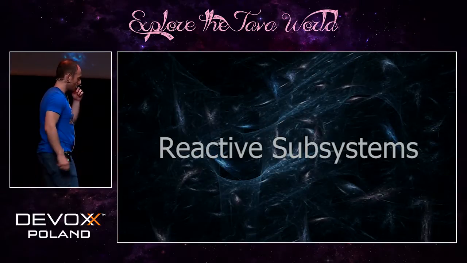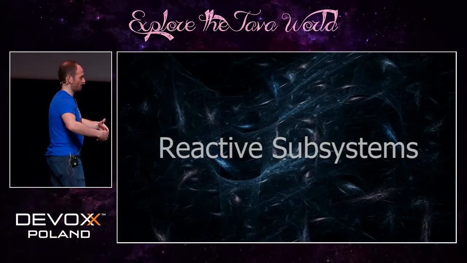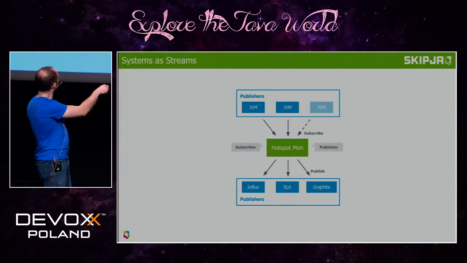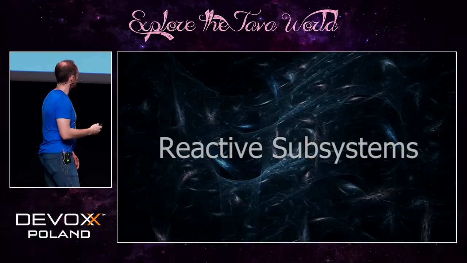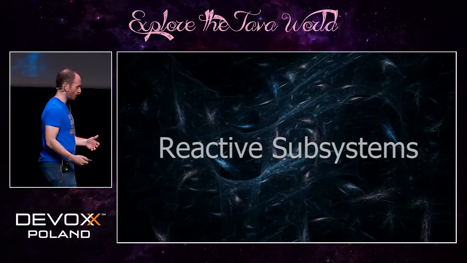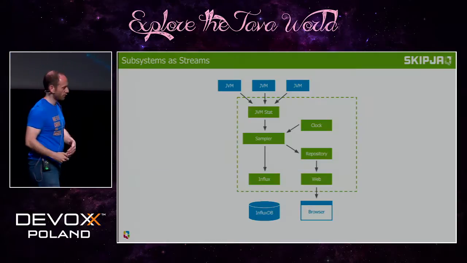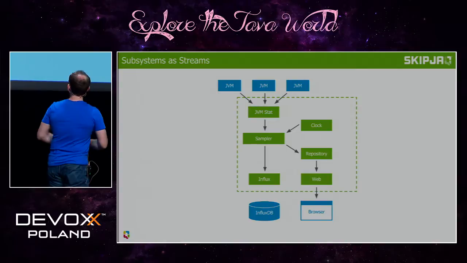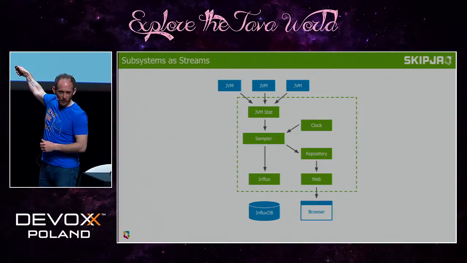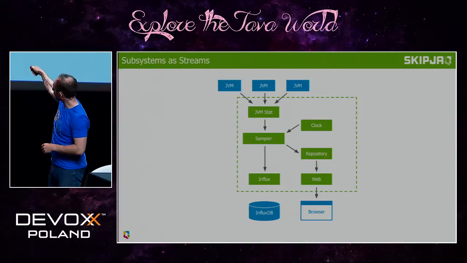So we're thinking about tying our systems together in reactive ways as streams of data and consumers of streams of data. But if we then jump inside the hotspot monitor piece, we can jump inside that and think about how the subsystems themselves are reactive, how they can be modeled as streams and consumers of streams. So we're still capturing the idea that the JVMs are on the outside here. There's a JVM start API, which is a hotspot internal thing. We have a sampler, which is subscribing to data from there and pushing it out to Influx.